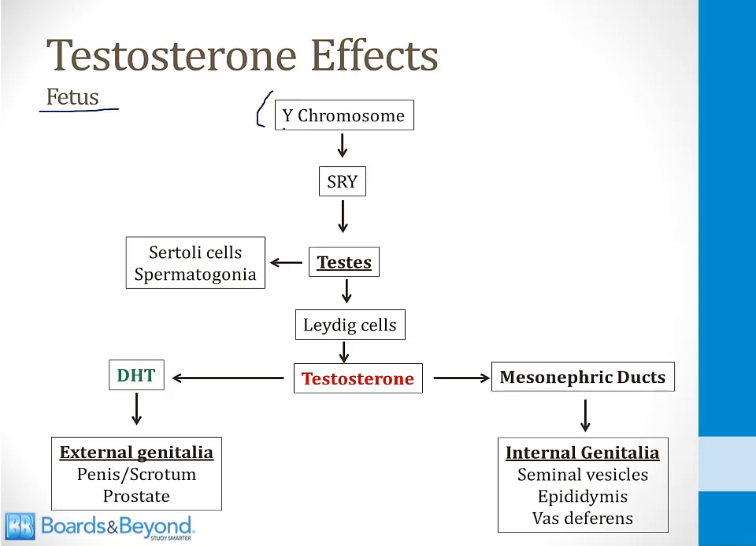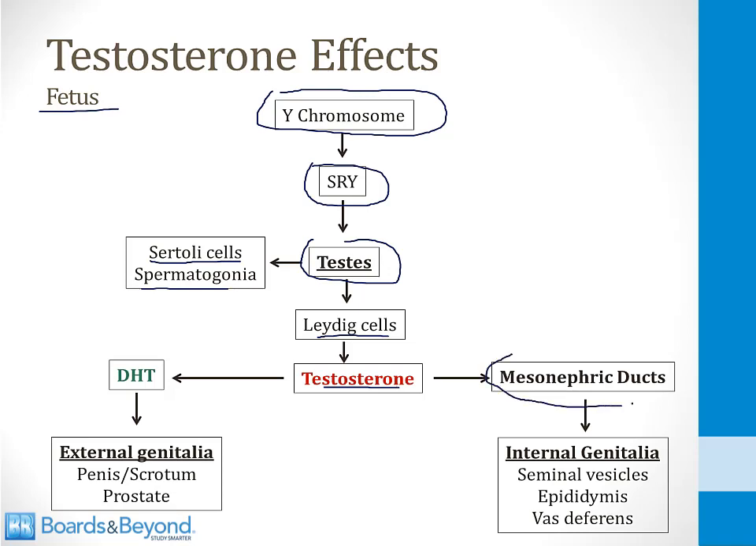the male. So everything begins with the Y chromosome, which contains the SRY gene. That leads to development of the testes, which includes the Sertoli cells, which produce sperm. We'll talk more about that in a little bit. And also the Leydig cells, which make testosterone. Testosterone goes and triggers the mesonephric ducts to develop into the internal male genitalia. Testosterone is also converted into DHT, and this leads to normal development of the external male genitalia.